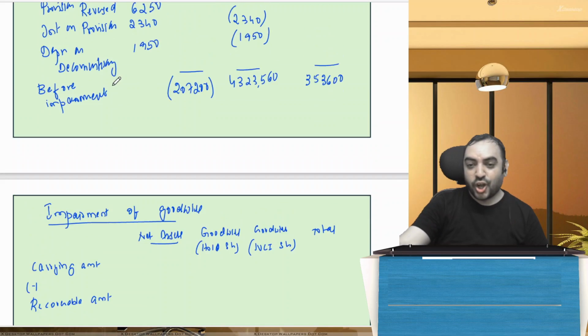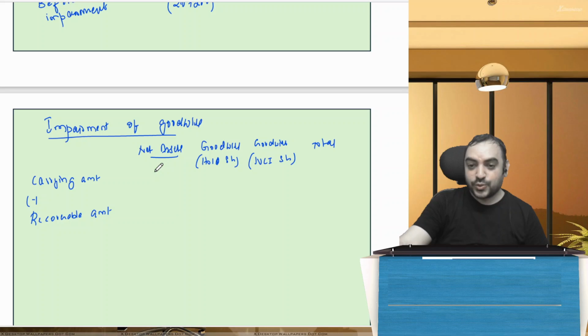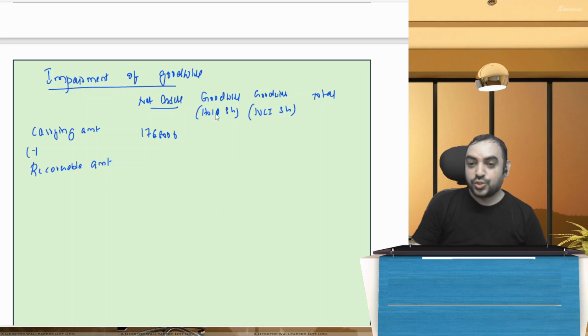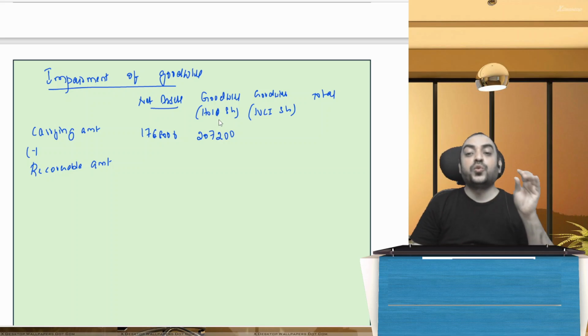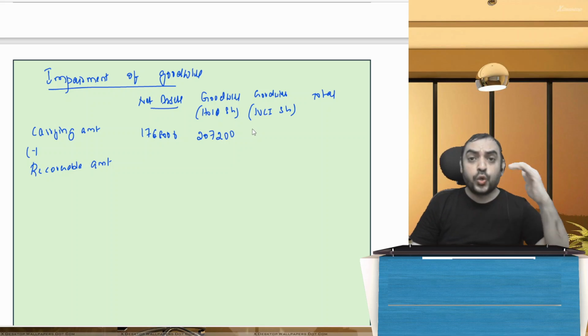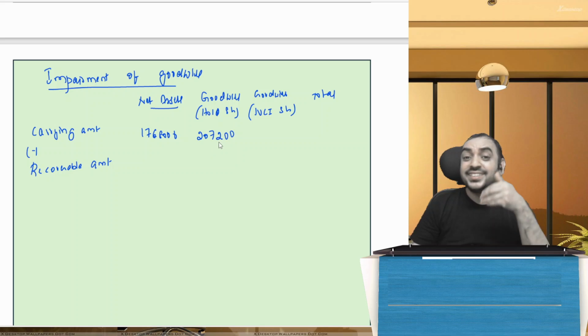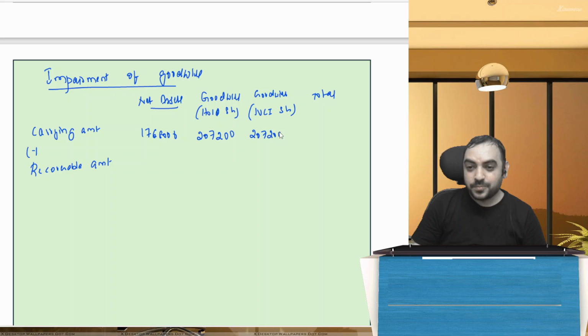Now net assets, how much did we get? Net assets is 17,68,000. Goodwill relating to holding company share, we got 2,07,200. Now I cannot just sum these two because goodwill is only related to holding company. What the institute does, they say this is holding company share, how much should be the total? What I'll do in the calculation: 2,07,200 is 80%. How much for NCI share? 20%. So 2,07,200 divided by 80, how much for 20?